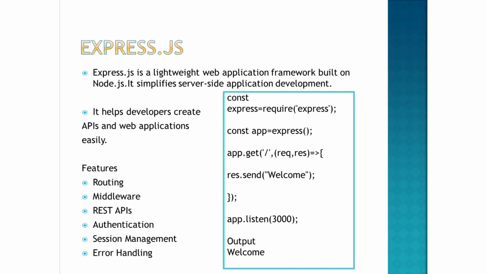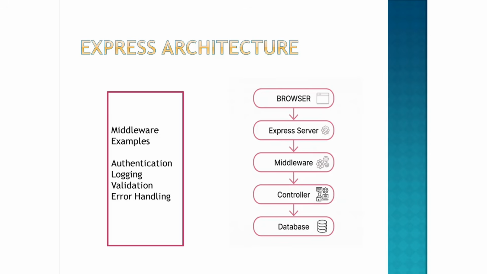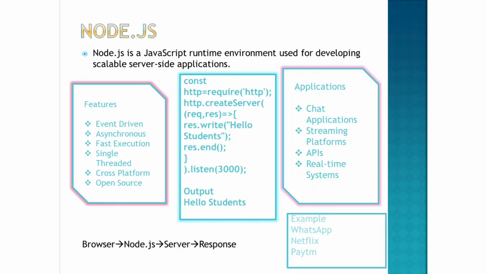Next, now let's move to Node.js. Node.js is a JavaScript runtime environment used for developing scalable server-side applications. It allows developers to execute JavaScript outside the browser. Some important Node.js features shown here are event-driven architecture, asynchronous processing, fast execution, single-threaded operation, cross-platform support, and open source availability. Node.js is commonly used for chat applications, streaming platforms, APIs, and real-time systems.